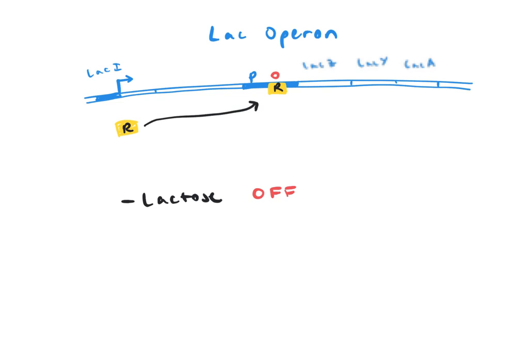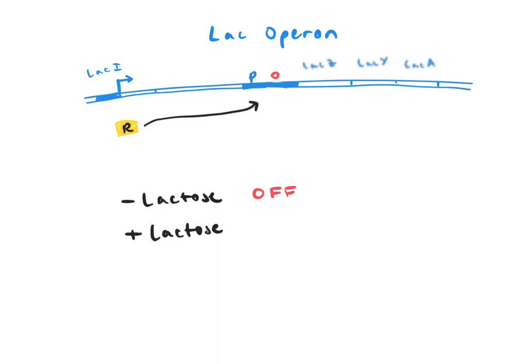Now let's say that some lactose is able to enter the cell. So now we've got the presence of lactose. What's going to happen is this repressor protein is actually going to have a higher affinity for the inducer than it does for the operator sequence. So I'm going to remove the repressor from the operator sequence, and we'll go make that back to normal.